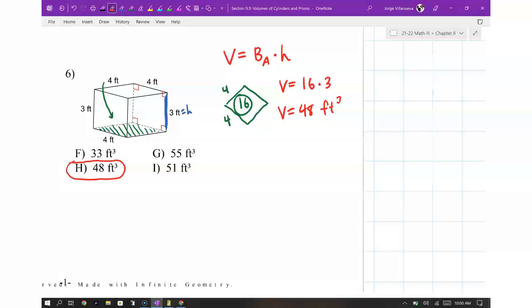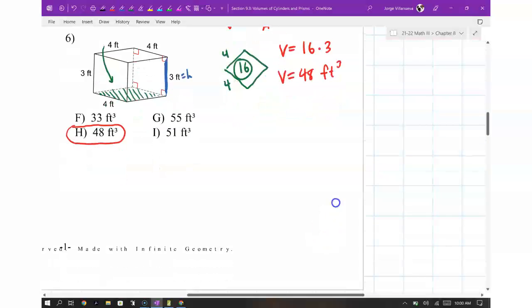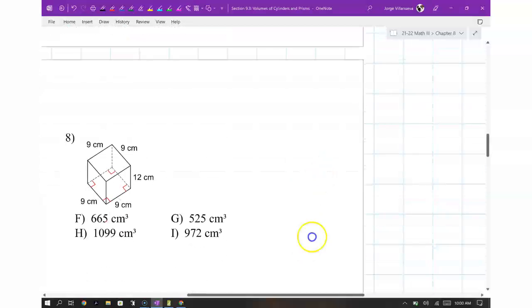Okay, base area times height. Based on your base shape, so for us right here was a square, right? You can find the area of that and then just multiply it times your height. And you don't have to worry about all the extra numbers all over the place. So let's do one more of these, then we'll move over to the cylinders.